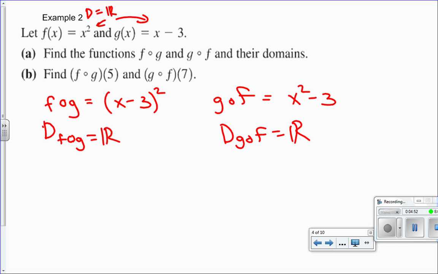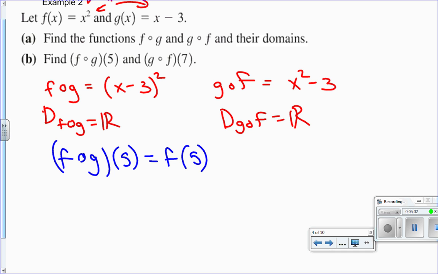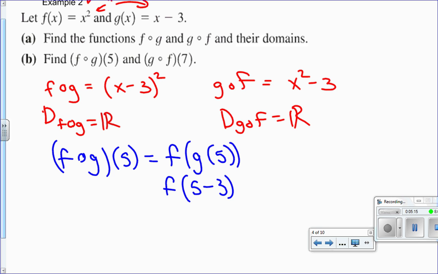When they want us to compute numerical values, we'll do it this way. We'll say f composed with g of 5 is the same as f of g of 5. When 5 goes into g, g says we're going to subtract 3 from that value, so it's going to be 5 minus 3, which is f of 2. And then 2 is going to go into f, which says we square it to get 4.